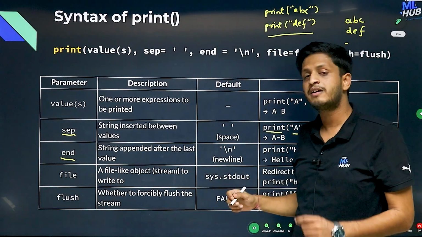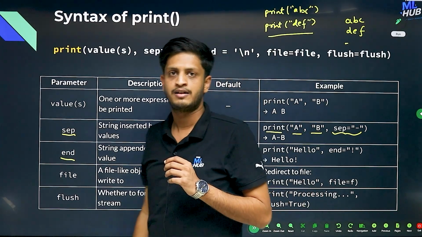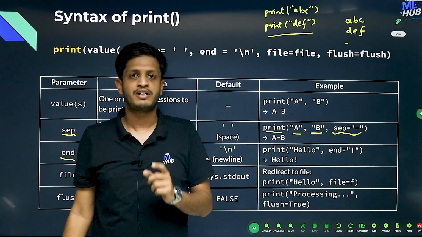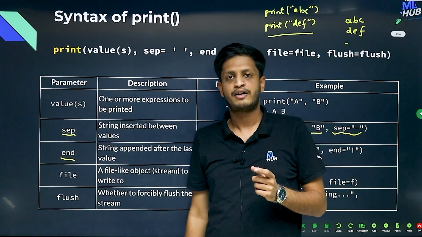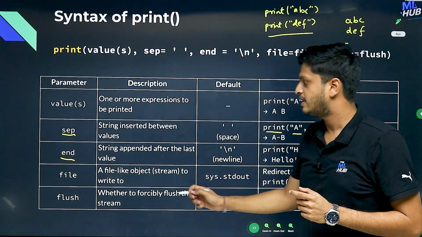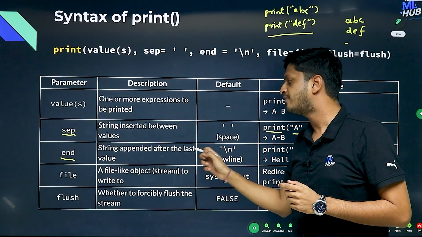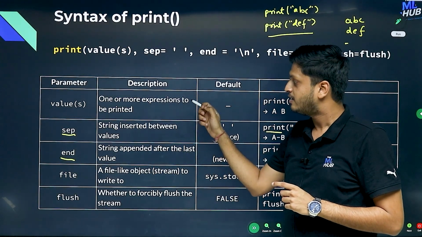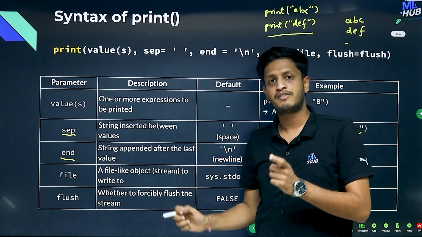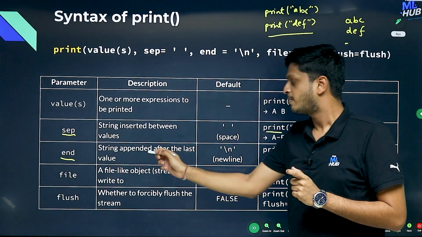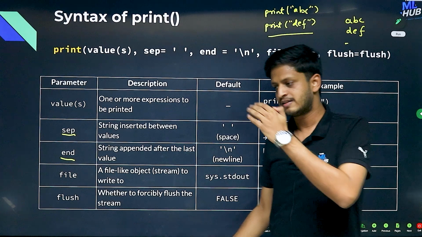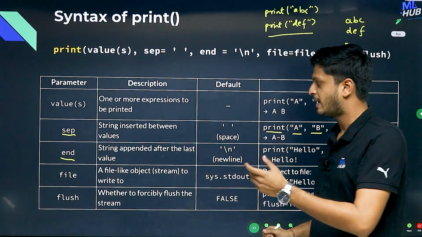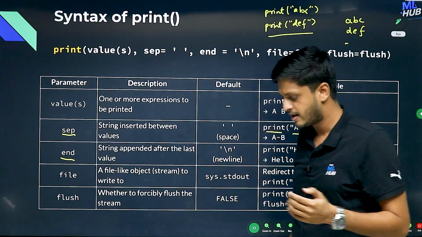Okay. But what if I don't want the new line? I want to print the next statement also in the same line. Then we can use the end argument in the print statement. It is the string that is appended after the last value. So you can print multiple values, and after the last value, this is the string that will be appended. By default, it is the new line character, which means it goes to the new line. Okay, \n is the new line character. So by default, it goes to the new line.